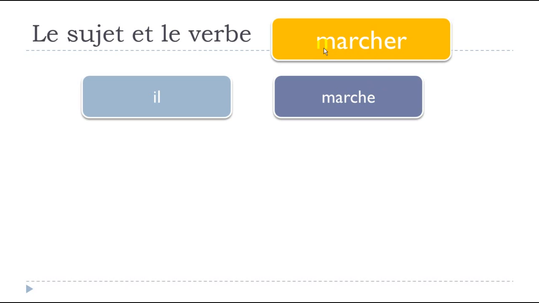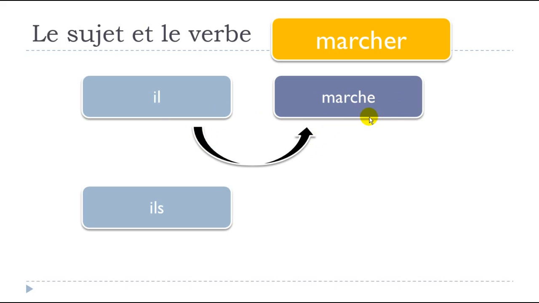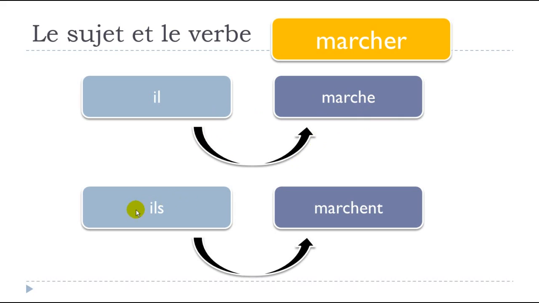All right, but then you don't use marcher just like that, you will have to conjugate it, so you will have to modify the ending according to the subject. In that case, il requires that you put this final e here, so you will get il marche. And then it will be exactly the same thing for the plural form of il, so ils marchent. And if you look carefully, the ending is different. Okay, we will see everything covering the conjugation a bit later. It's just to show you that the subject is basically affecting the verb quite a lot.